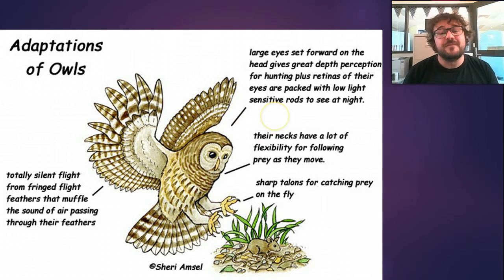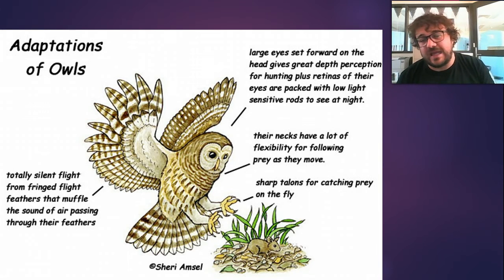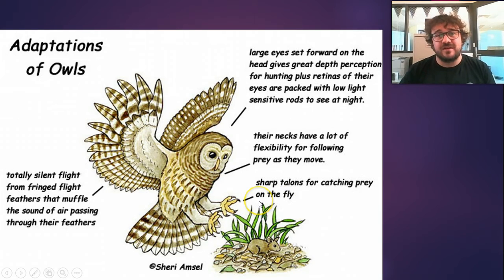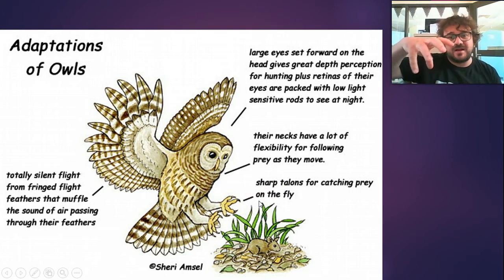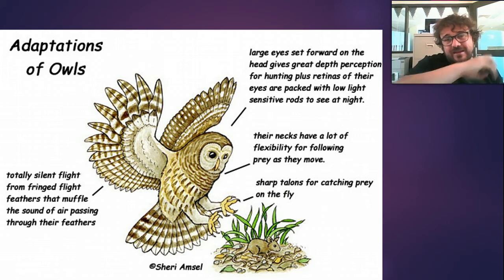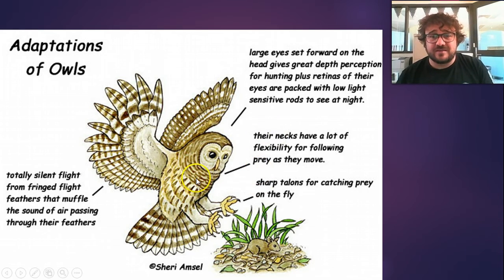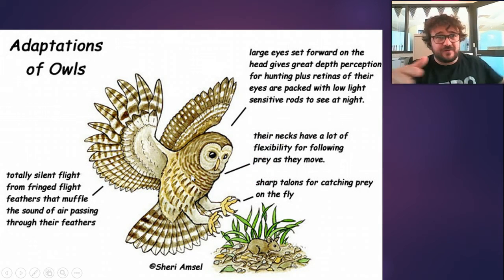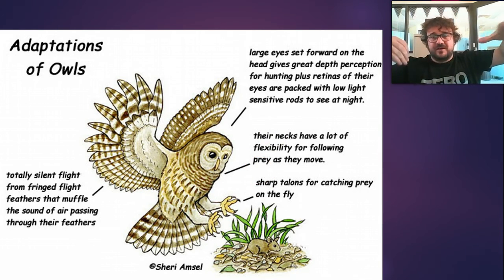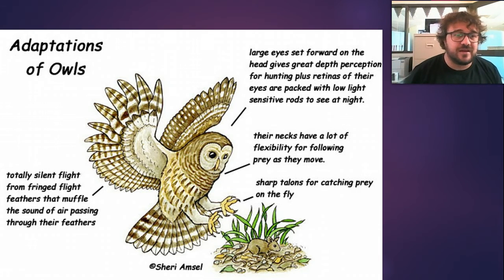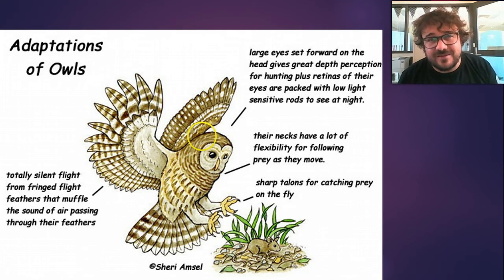Owls are the same. They've got forward-facing eyes so they can swoop down and catch things in the middle of the night. They have sharp talons for catching things while they fly, so even if you don't grip it properly, a part of your claws or your talons will dig in and take it away. The necks have a lot of flexibility, so they can follow it as they fly in a straight line. They can move it around and see where they're going.